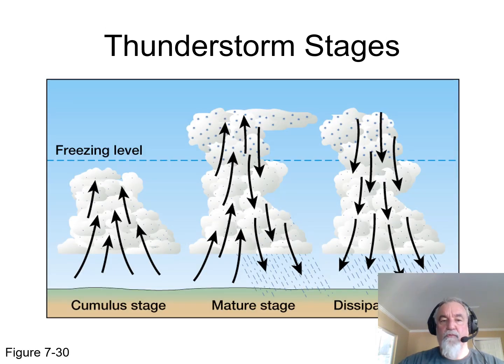So again, here are those three phases. Cumulus stage, mainly updrafts. The mature, the most dangerous phase, updrafts and downdrafts, when we get the most lightning, heaviest rain, etc. And those lightning flashes, and you can hear the thunder. And then later, the dissipating phase, when the storm has pretty much run out of energy.